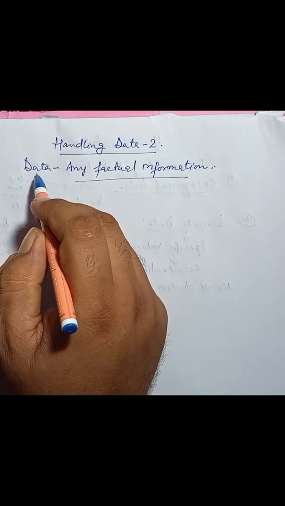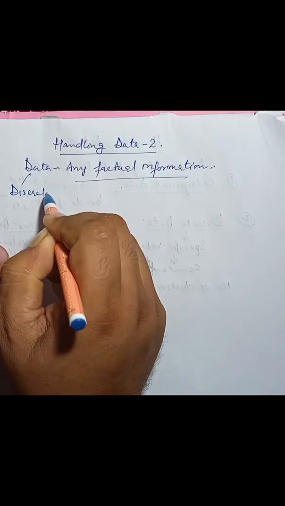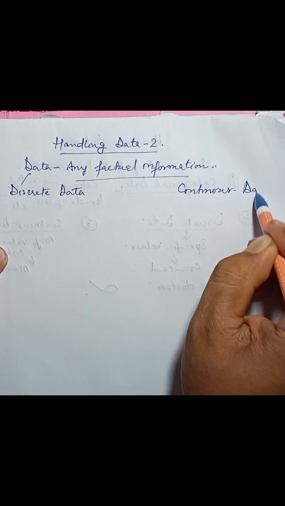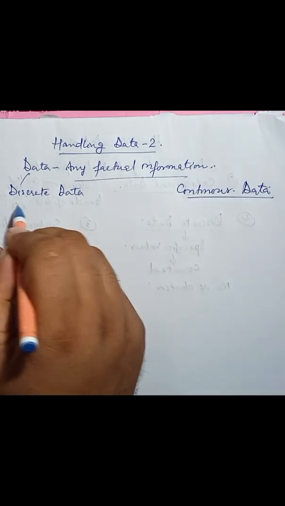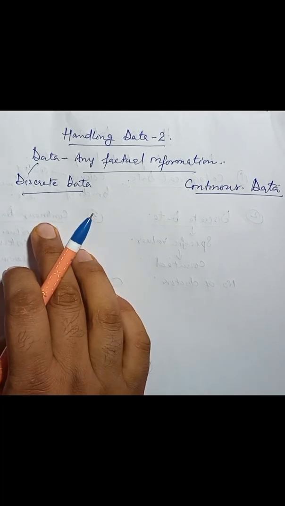One is categorical data, one is discrete data, and one more is continuous data. We will try to understand discrete data and continuous data. What is discrete data? First, I will give you an example.